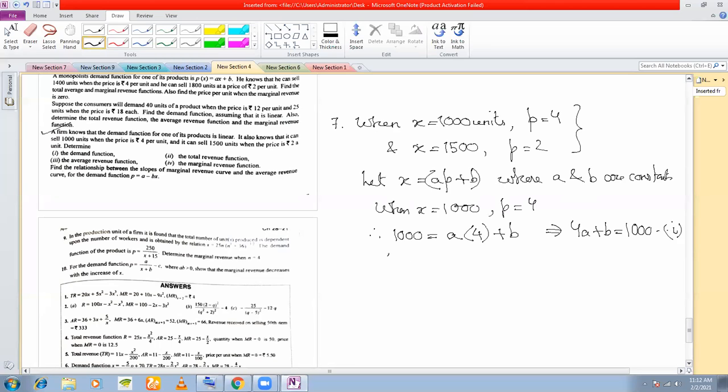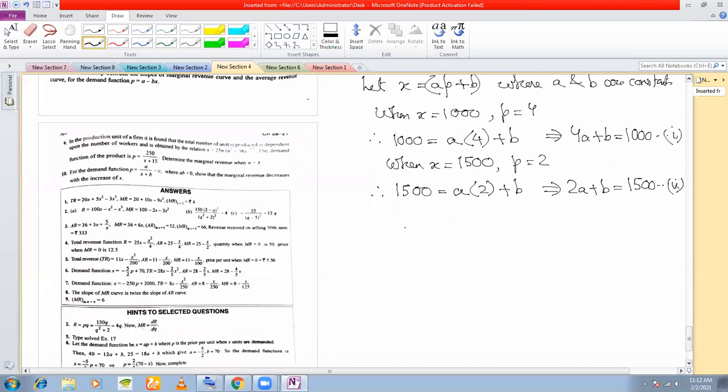Fine. When x is equal to 1500, P is equal to 2. So therefore, 1500 is equal to A into P plus B. That means 2A plus B is equal to 1500. This is your second equation. Now we shall solve these two equations to get the values of A and B. So solving 1 and 2.